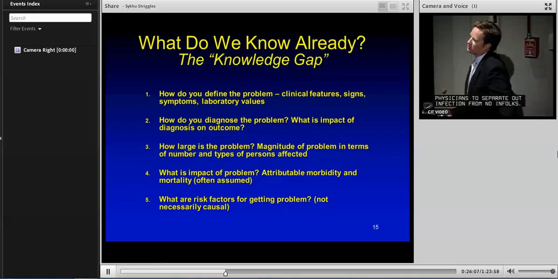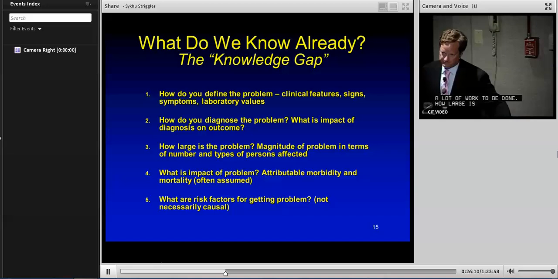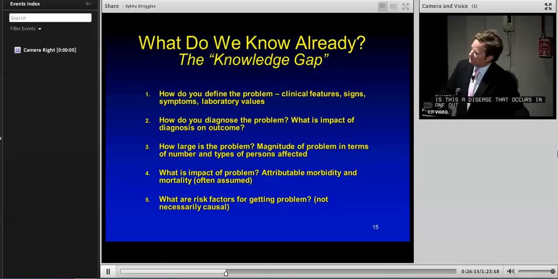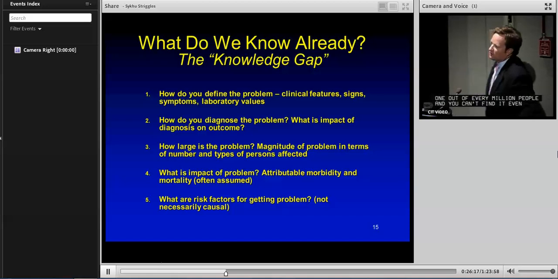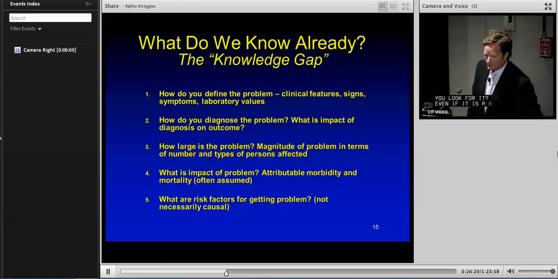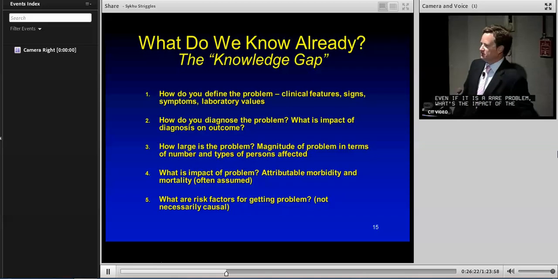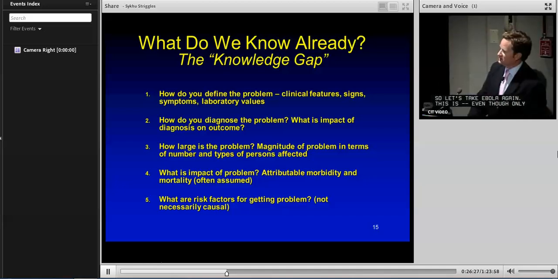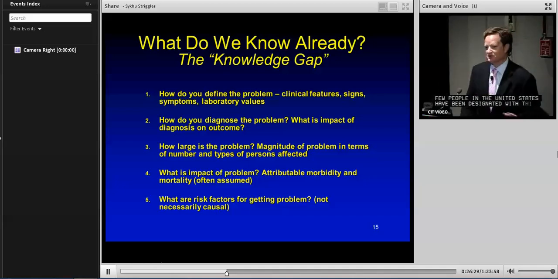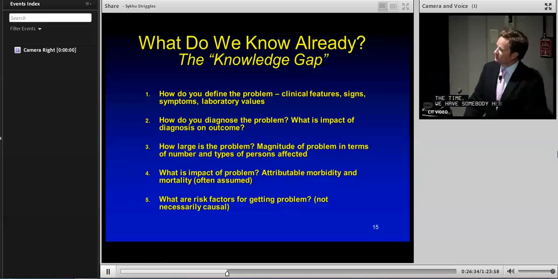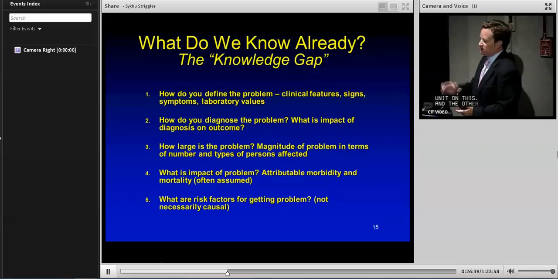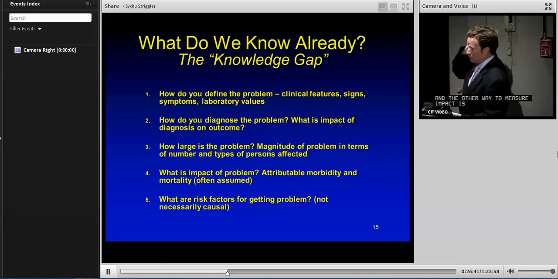How large is the problem? Are you looking for a needle in a haystack? Is this a disease that occurs in 1 out of every million people, and you're not going to be able to find it even if you look for it? Even if it is a rare problem, what's the impact of the problem? So let's take Ebola as an example again. Even though only a few people in the United States have actually been diagnosed with this, the impact has been huge, right? You hear this on the news all the time. We've got somebody here at NIH right now who's in a special unit on this. And the other way to measure impact is not just in resource utilization, but what's the attributable morbidity and mortality.